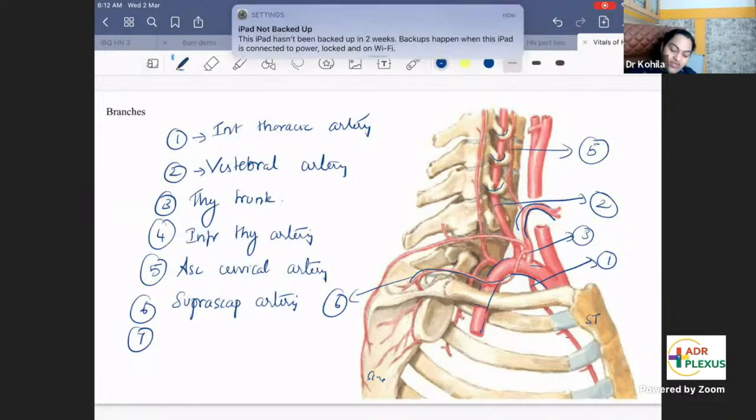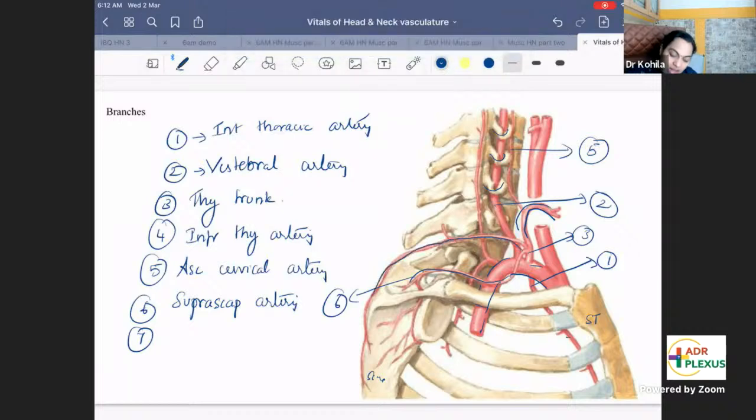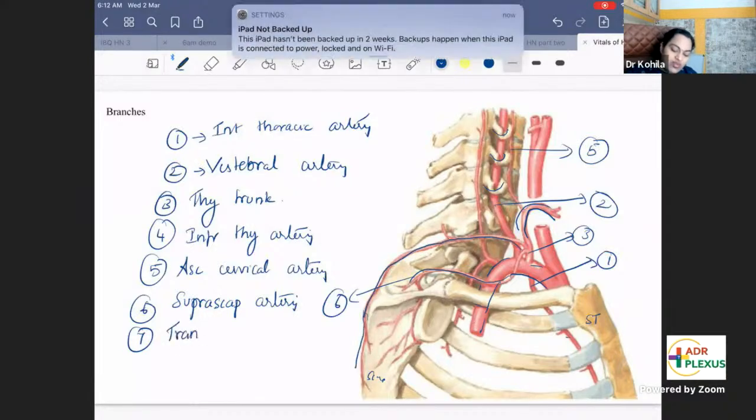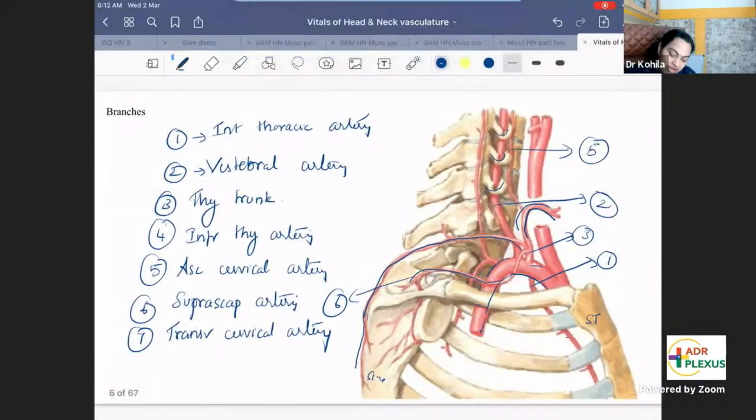7th one, what is left? We have seen the inferior thyroid and suprascapular. This one, can you see here? Coming up in the posterior triangle and then going along the medial border of the scapula: transverse cervical artery. Transverse cervical artery, medial border of scapula. We'll be talking about it.